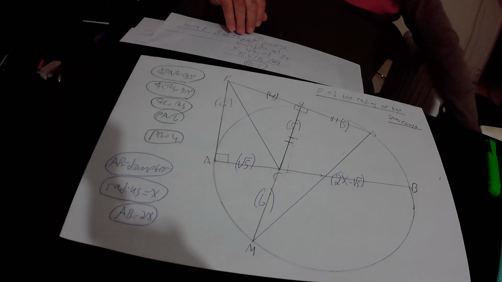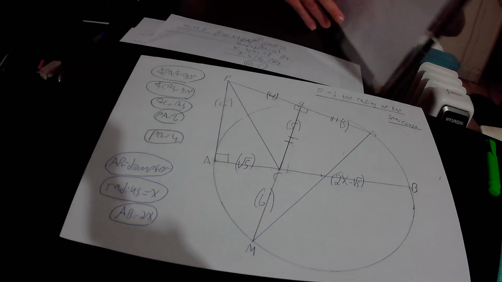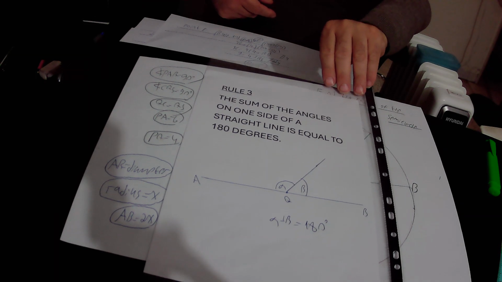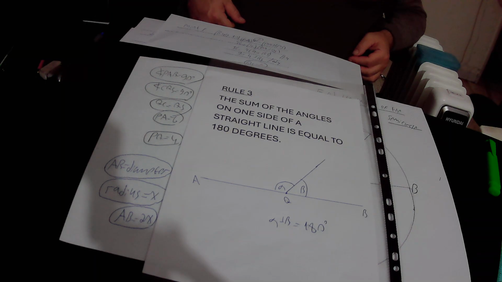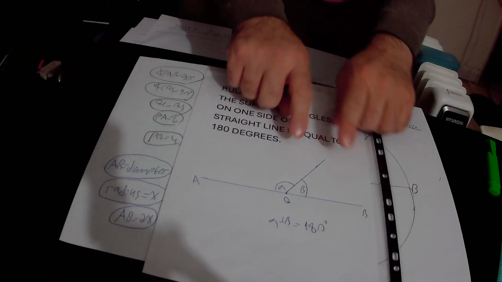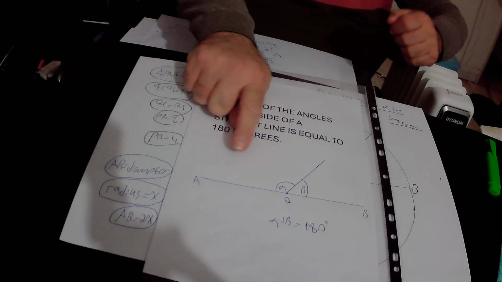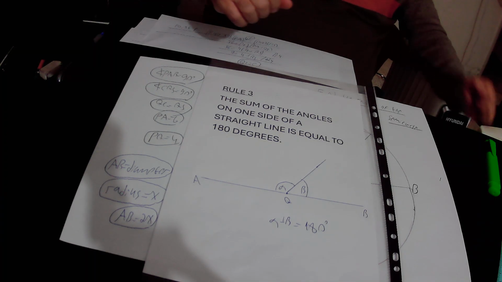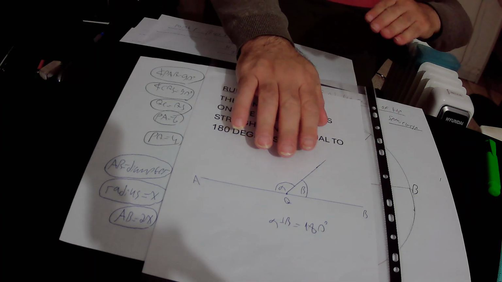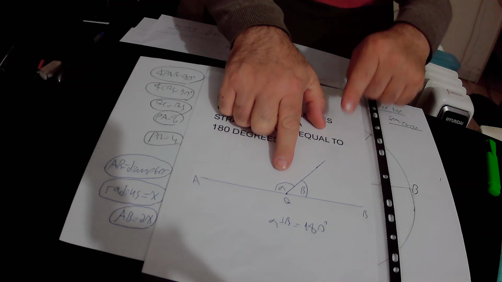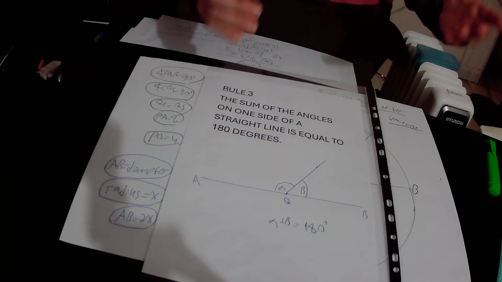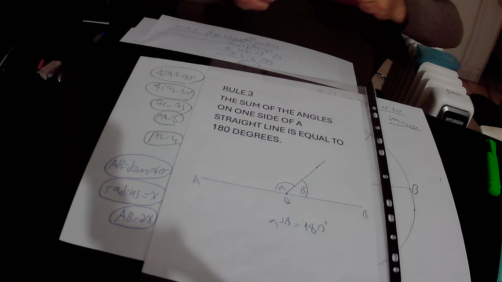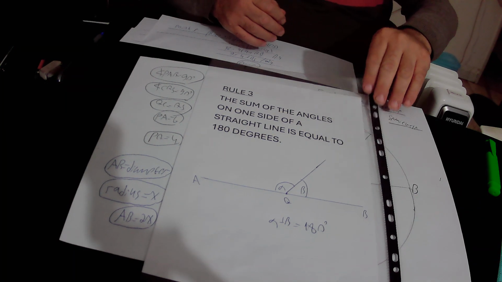Then I presented to you rule number 3 and implemented it in our drawing. According to rule number 3, the sum of the angles on one side of a straight line is equal to 180 degrees. In the drawing we have the straight line AB. If we focus on the upper side of AB at point Q, the sum of the angles must be 180 degrees. We have this angle alpha and this angle beta. So in total, alpha plus beta must equal 180 degrees according to rule number 3.